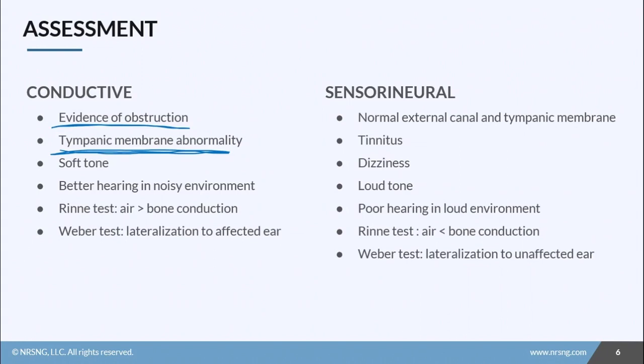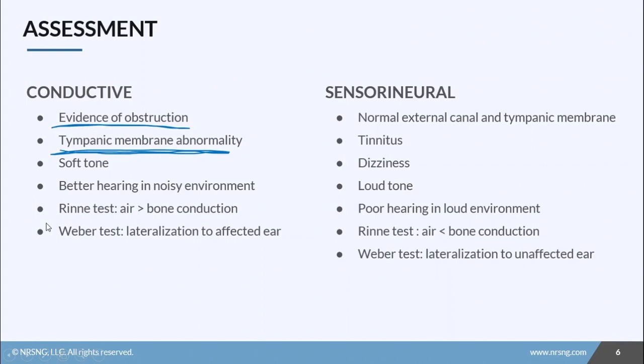I'm going to go ahead and just briefly talk about the Rinne and Weber test, but we're going to go a little bit more in detail in the next slide. With conductive hearing loss, the patients will have a greater air conduction than bone conduction with the Rinne test. And then with the Weber test, they'll have a lateralization to the affected ear.